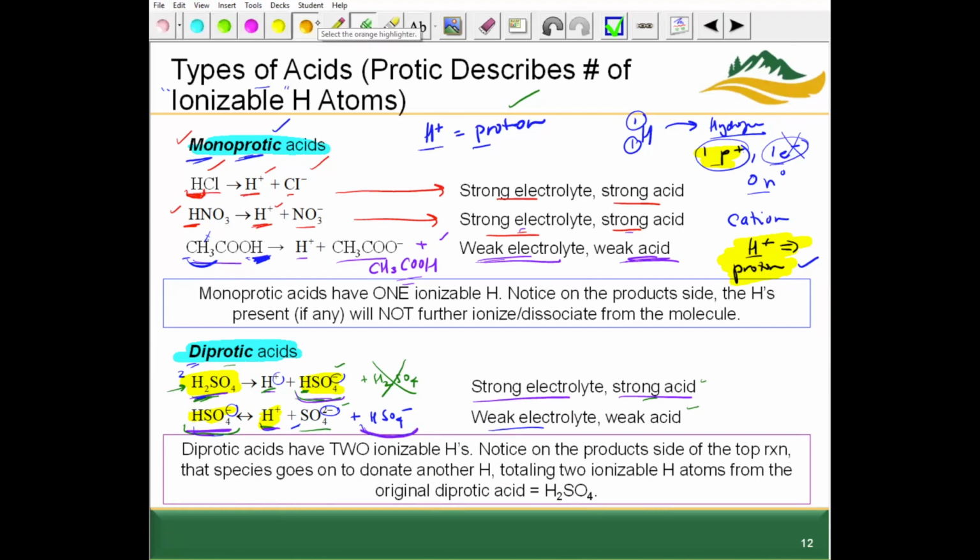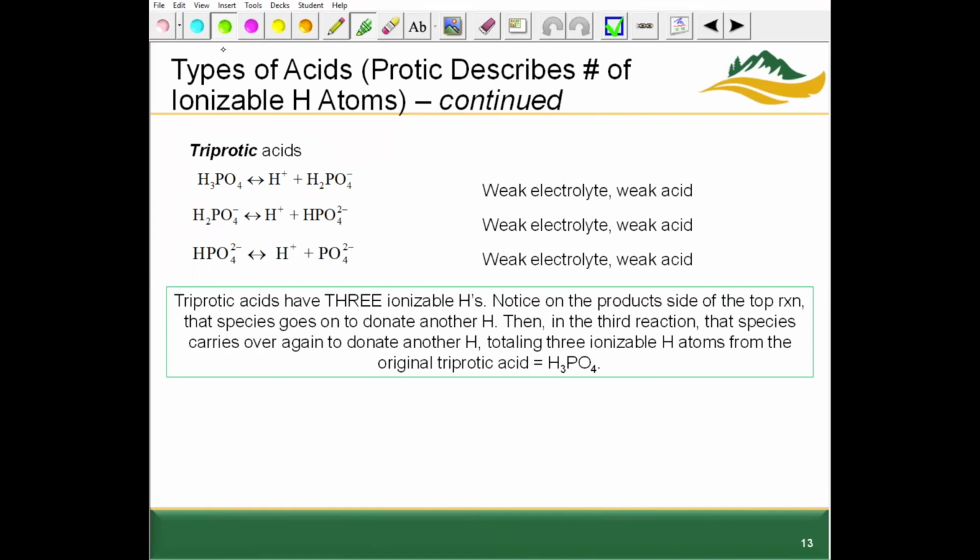So what's the gist here? Well, monoprotic acids have one ionizable hydrogen or proton, meaning they have one proton that can dissociate from the molecule. Diprotic acids have two ionizable hydrogens that can dissociate from the molecule. Now you may be wondering, is there an additional step to this? Yes, some acids are actually triprotic acids, where they have 3 ionizable hydrogens or 3 ionizable protons.